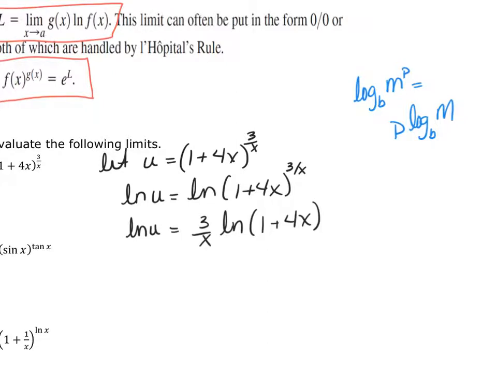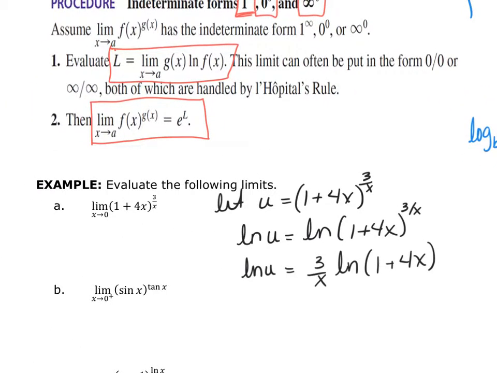I'm going to stop and see, does anyone have any questions so far? So now it's in the form for L, right? Yeah, so now what I want to do is see whether or not I have 0 over 0 or infinity over infinity.